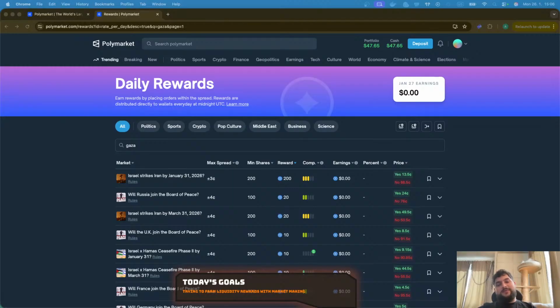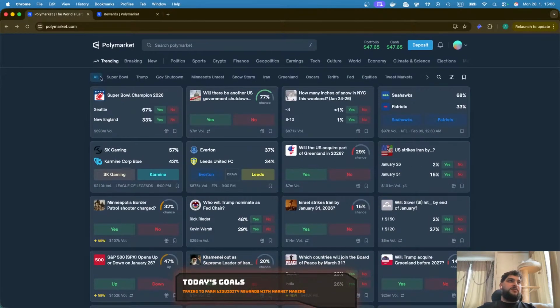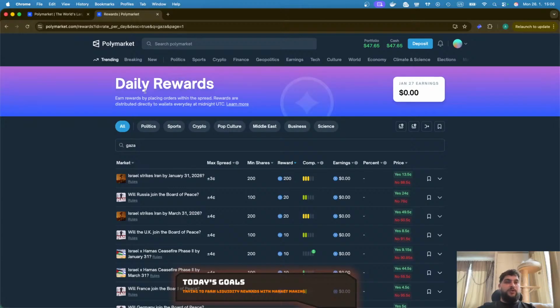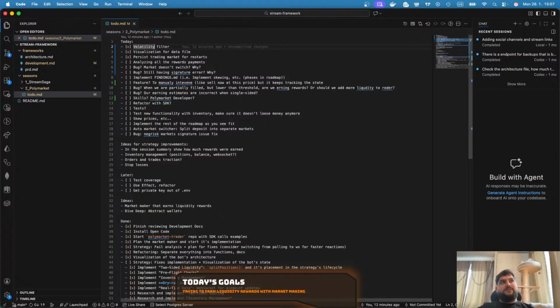As you know, we are working on Polymarket, especially trying to farm the daily liquidity rewards out there. So we are building a market making bot, and right now we are mostly tuning it. What happened last time is we created a volatility filter, which allowed us to filter out the most volatile markets.